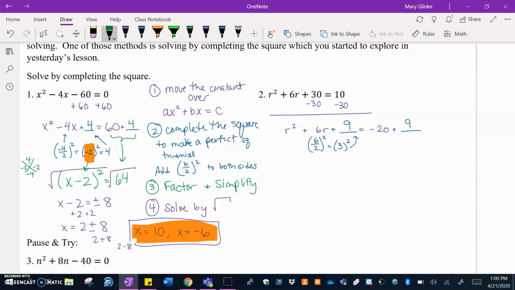Step 3 is going to be to factor and simplify. So the left-hand side factors to r plus 3, quantity squared. The right-hand side, negative 20 plus 9, simplifies to be negative 11.